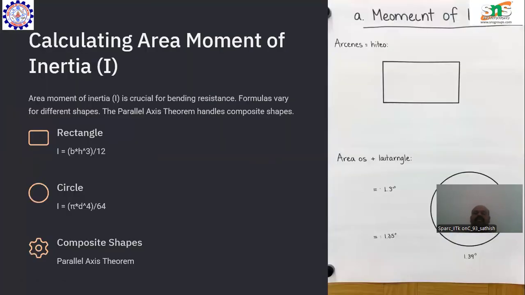So calculating the area moment of inertia is crucial for bending stress. Formulae vary for different shapes. The parallel axis theorem handles composite shapes. For a rectangle, I equals b h cubed by 12. For a circle, I equals pi d to the power 4 divided by 64. For composite shapes, we use the parallel axis theorem.